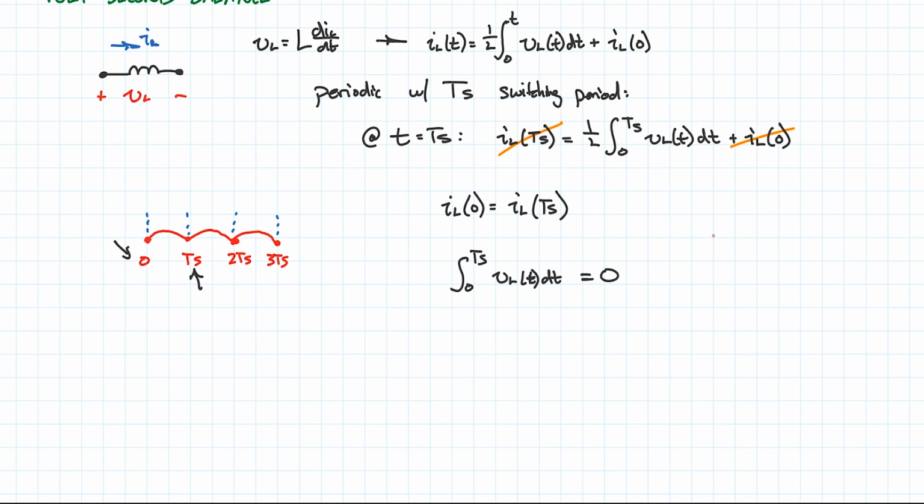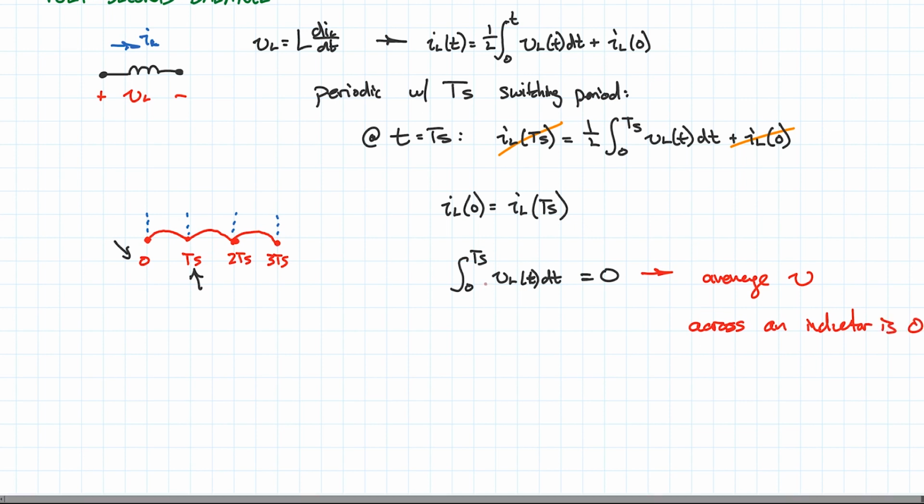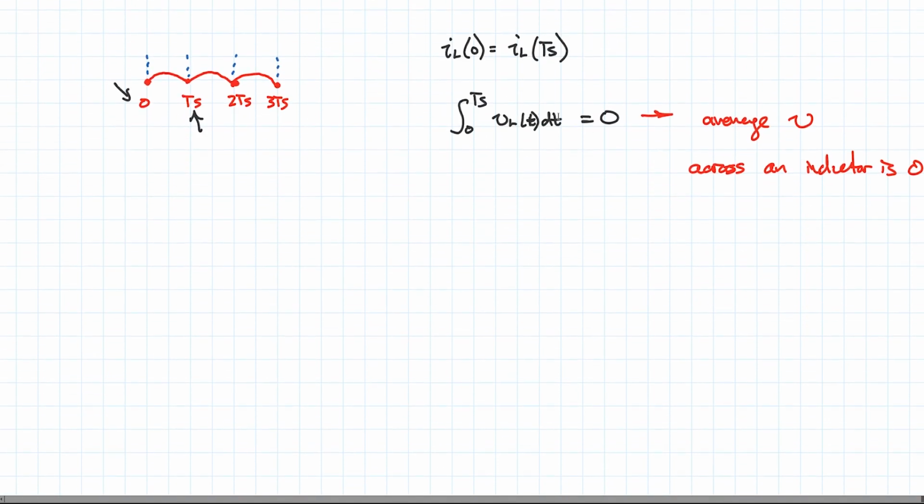And this is a very important concept, and this is exactly what the volt-second balance is. This means that the average voltage across an inductor is 0 in steady state conditions, let's say. I mean, that's something we can expand upon later, but for now, that's all we need to know. Which is exactly what we expect.